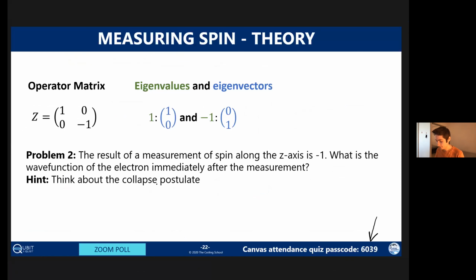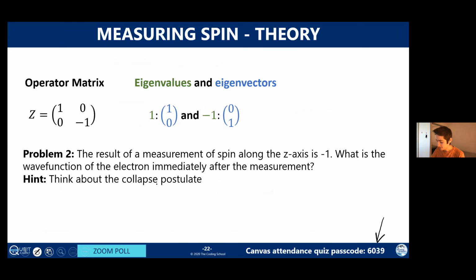So let's go back to our question. The result of a measurement of spin along the z-axis is -1. So this -1 is our eigenvalue. We're asked, what is the wave function equal to immediately after the measurement? Well, we know from the collapse postulate, it will be equal to the eigenvector associated with the eigenvalue. So I go up here, I find where that eigenvalue appears, and I know that my answer will be the associated eigenvector. So this thing, remember, is equal to ket1, and that's the correct answer.